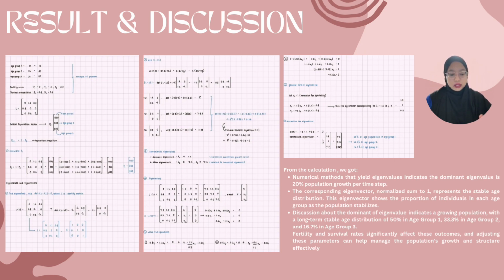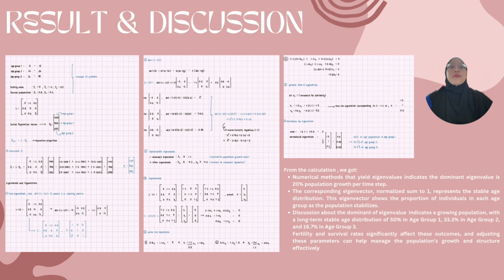After we calculate the eigenvectors, we get the answer that the eigenvector corresponding to lambda equal to 1.2 is V equal to 1.5, 1, and 0.5. So we get the answer that 50% of the population is in age group 1, 33.3% is in age group 2, and 16.7% in age group 3, as the answer given in the result bar.